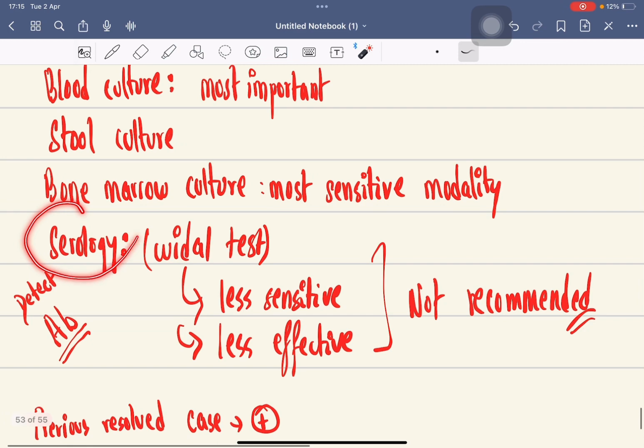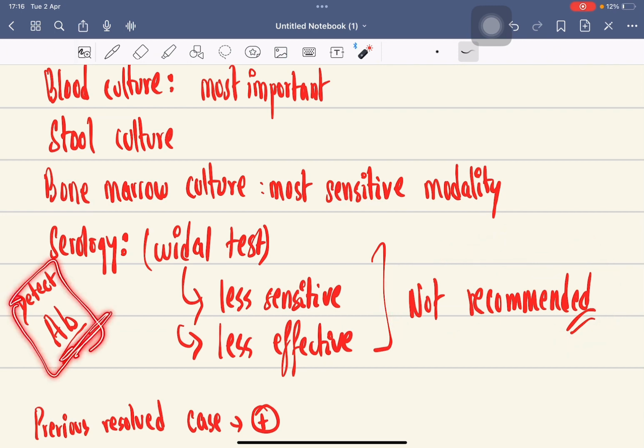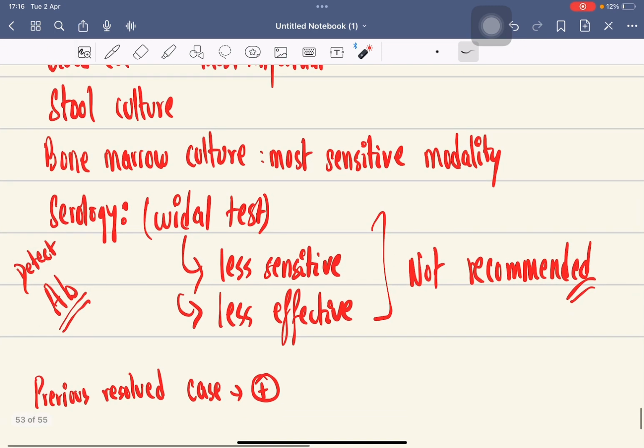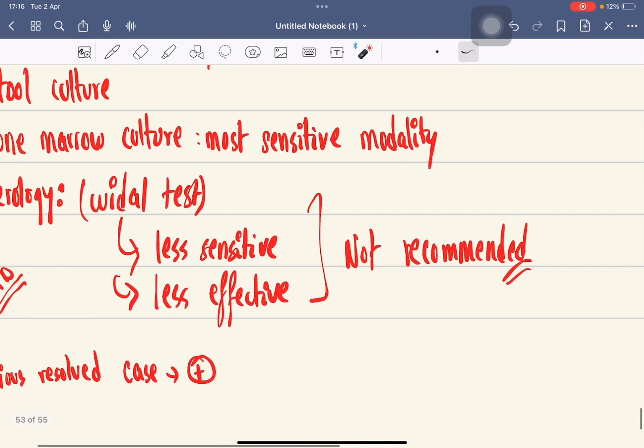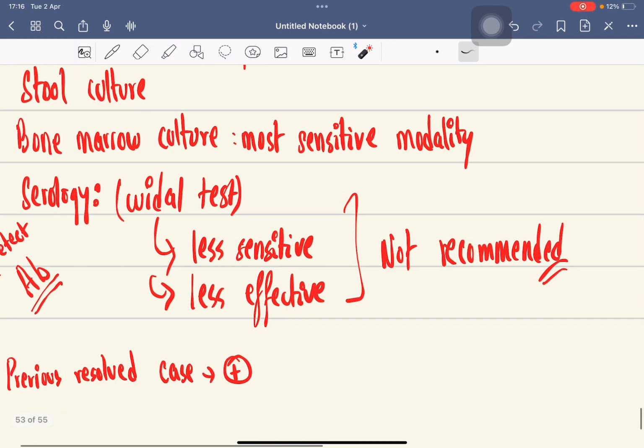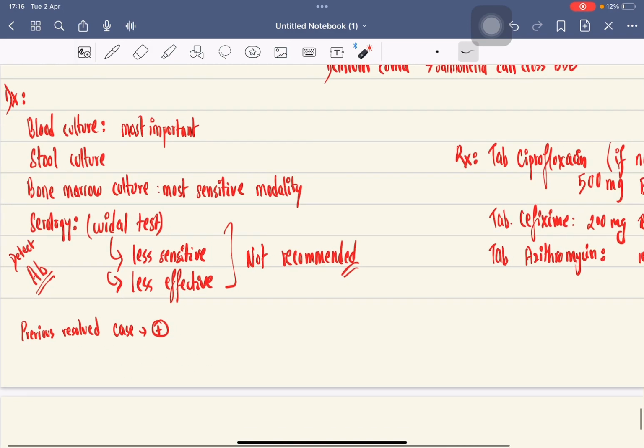And we have serology, the Widal test. It is less effective and less sensitive. It is not recommended. It is the test which detects the antibody. It is less effective because in patients who previously had typhoid and resolved, the test might become positive. So these days we do not recommend it, but most hospitals prefer the Widal test for typhoid.